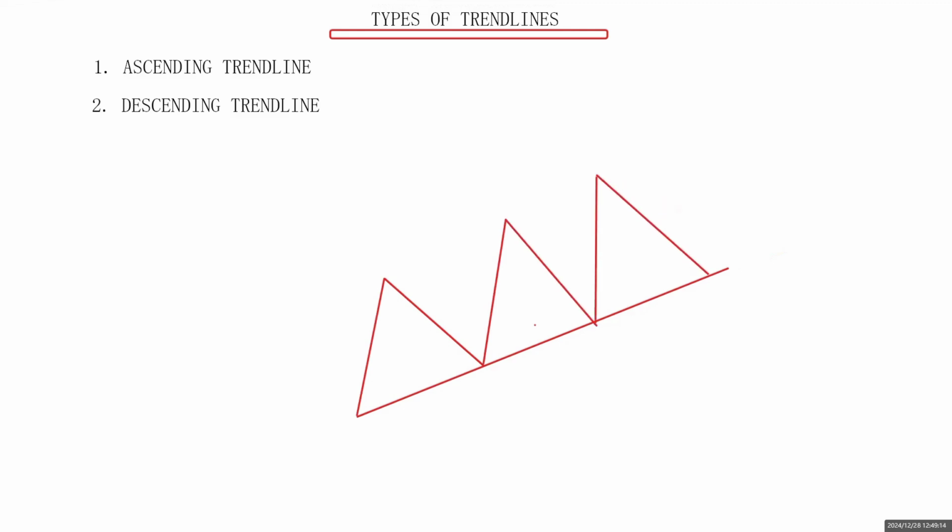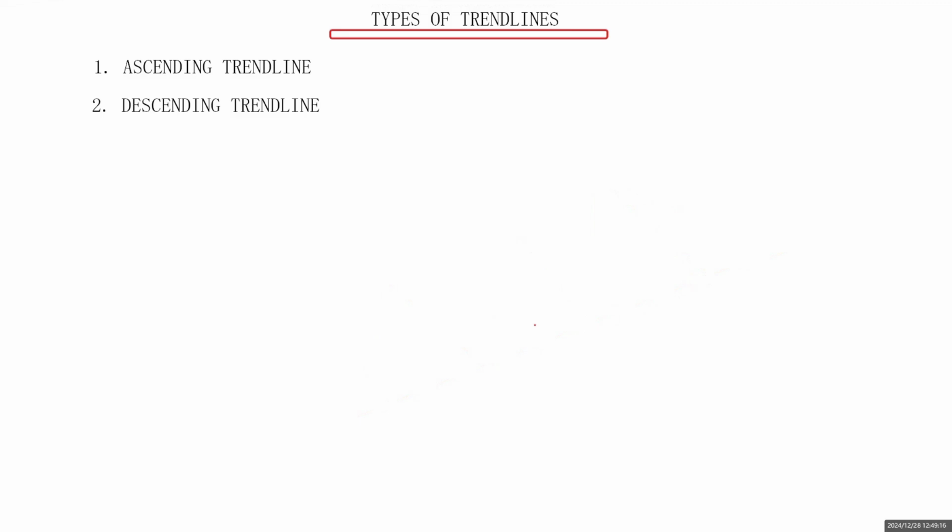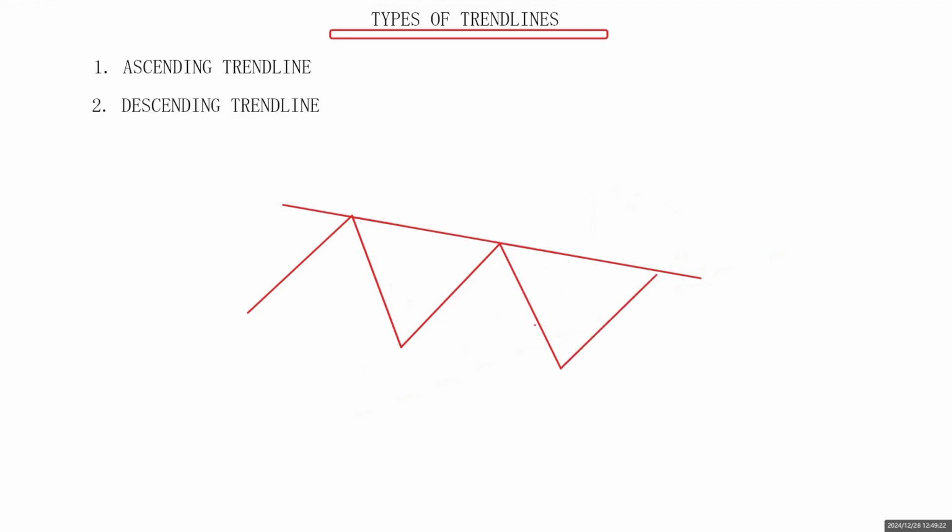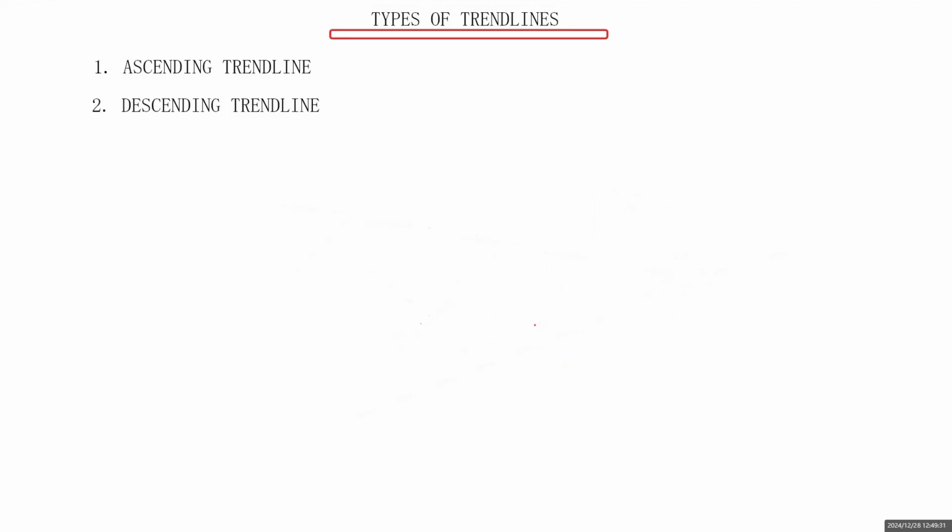Then we have the descending trend line. The descending trend line checkmates the strength of a bearish trend. That is what the descending trend line checkmates: the strength of a bearish trend. And both are very effective. Like I said, a weakness in the ascending trend line tells us that the bulls are done and the bears are taking over.